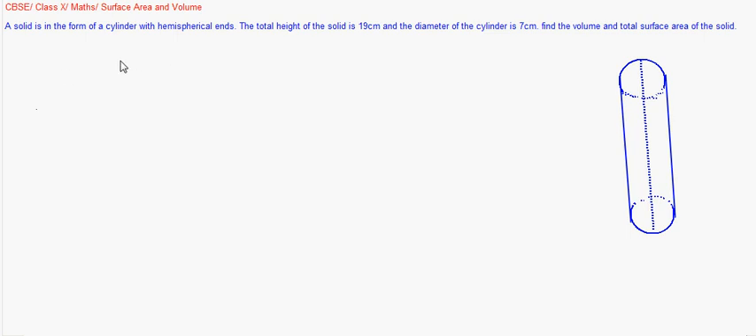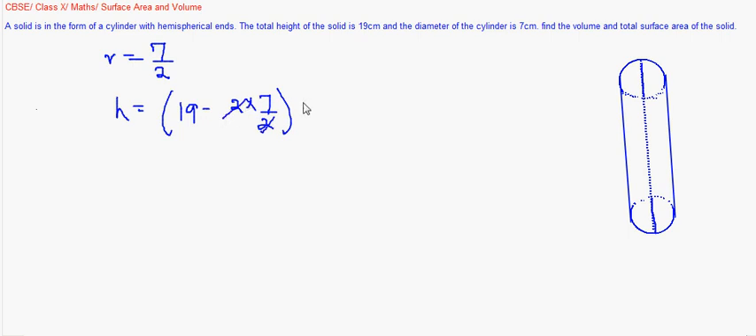Let us take radius as R, height as H. Now radius will be 7/2. Now the whole height is 19. So if we subtract this part and this part, we will get the height of the cylinder. So height of the cylinder will be 19 minus both the radiuses. So 2 into 7/2 is to be subtracted. That gives you 19 minus 7, 12. 12 becomes the height of the cylinder.